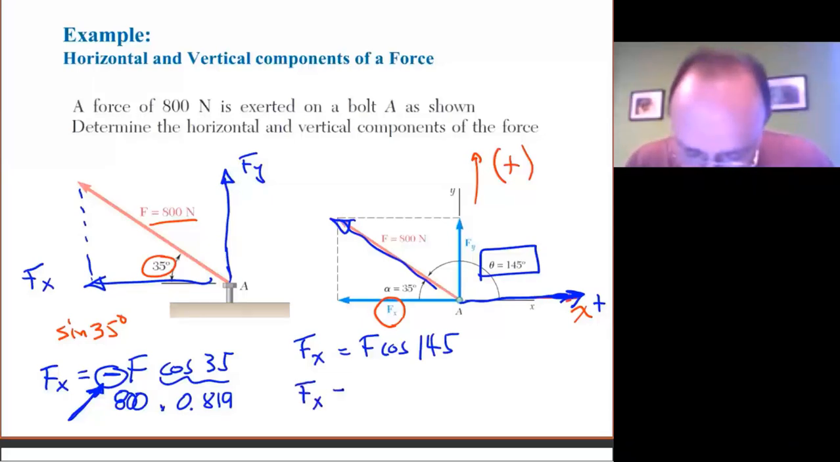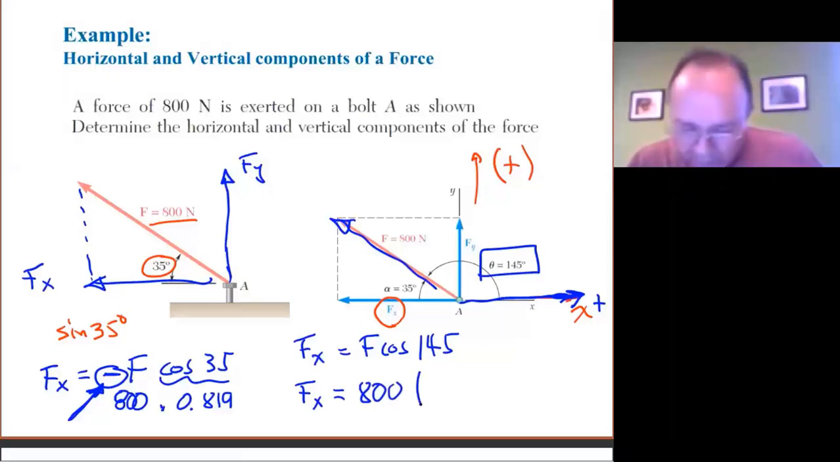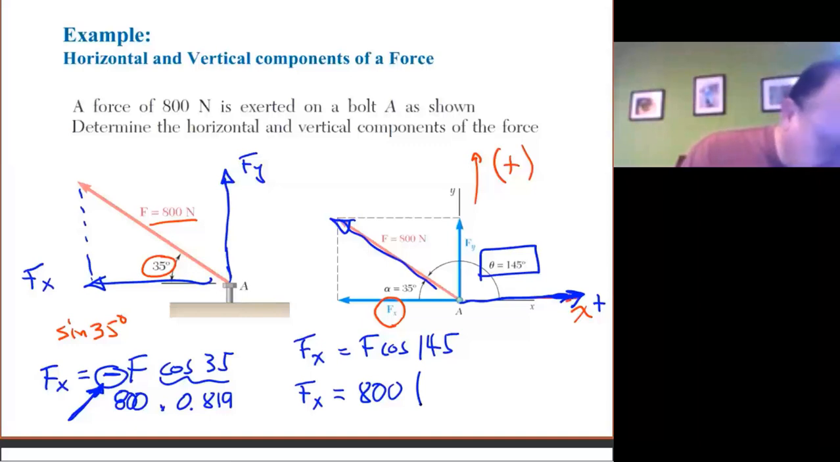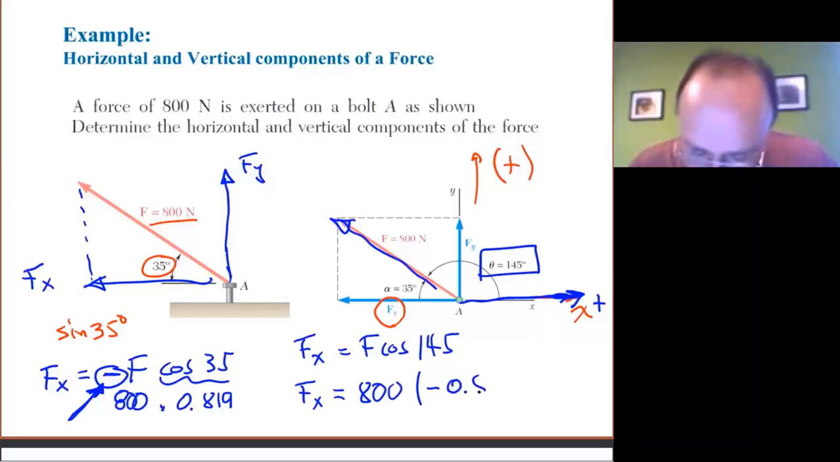You say Fx is equal to 800. And if you calculate the cosine of 145, you go to your calculator, cosine 145, and you get minus 0.819. See, the sign is automatic.